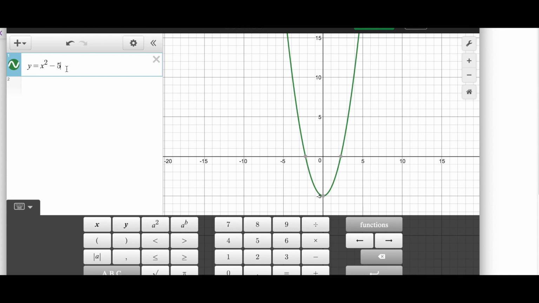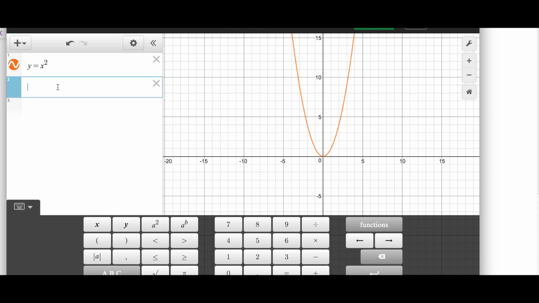What if I did over here, y is equal to, okay, the orange graph. How many x-intercepts are there on the orange parabola? Just look at the graph. How many times does that graph cross the x-axis? Once. So 1 x-intercept.